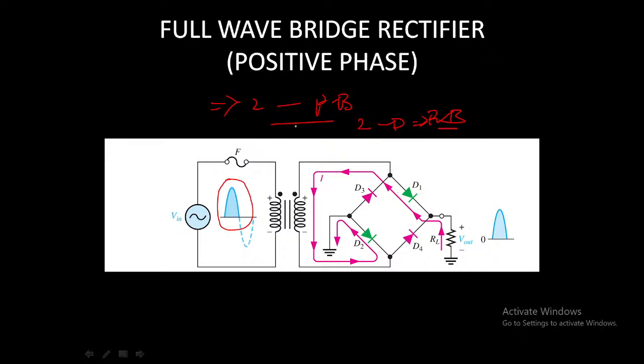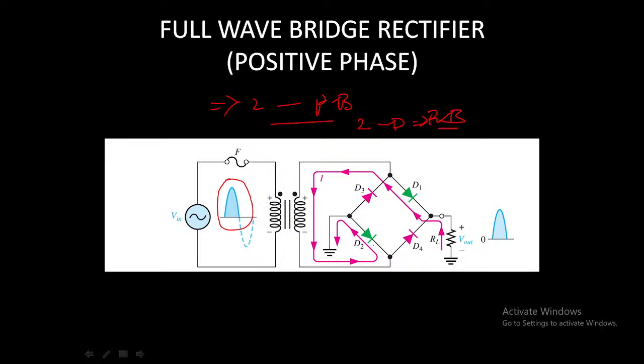Now let us see the operation of this full wave bridge rectifier. The diodes are arranged in this manner. Here D1 and D2 are present; D1 and D2 are parallel to each other and D3 and D4 are parallel to each other. Now, whenever our input voltage is applied, when the input positive voltage is applied, from the figure, the current is flowing in this direction. The pink line is the direction of the current.